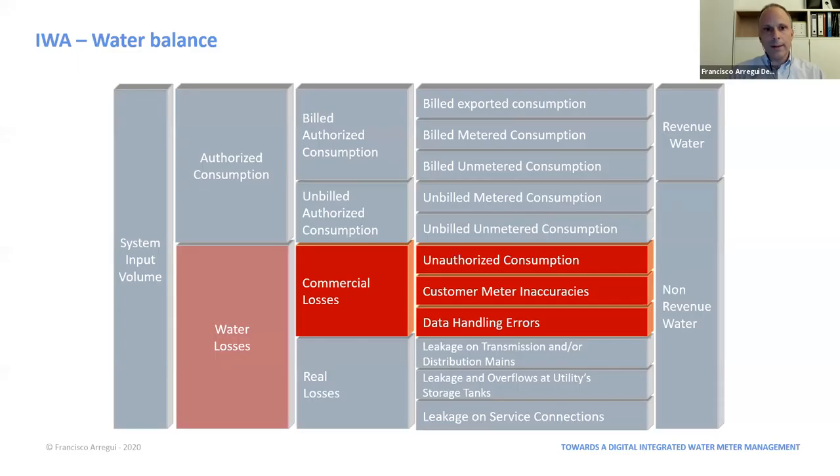If we think about sustainability of a water utility, we always think about reducing water losses, because that's probably the most efficient way to make a water company sustainable. Within the water losses, I will mainly focus on what we can do to reduce and optimize the level of commercial losses. We already know that commercial losses are composed of three components: unauthorized consumption; customer meter inaccuracies, related to the inability of the meters to measure 100% of the customers' consumption; and data handling errors, caused by the inability of the water utilities to properly process all the billing data.